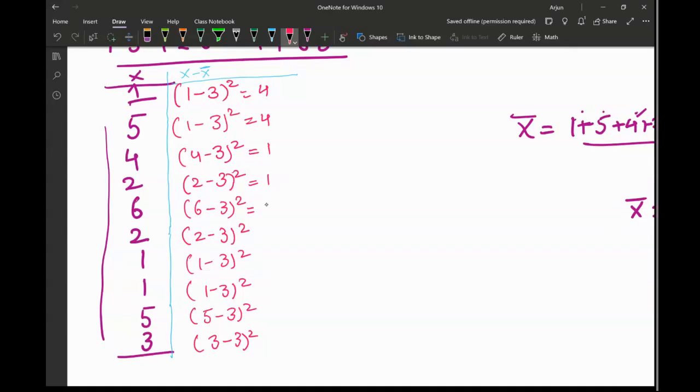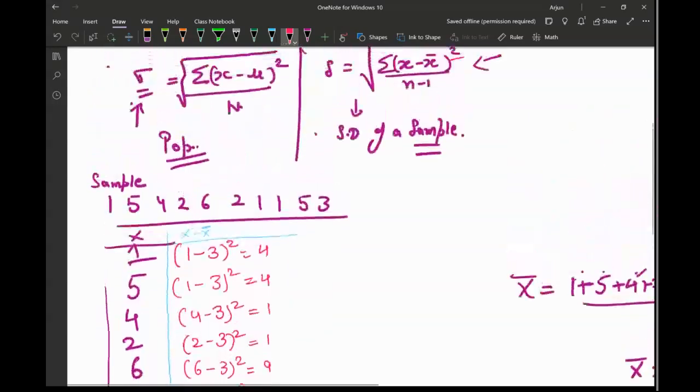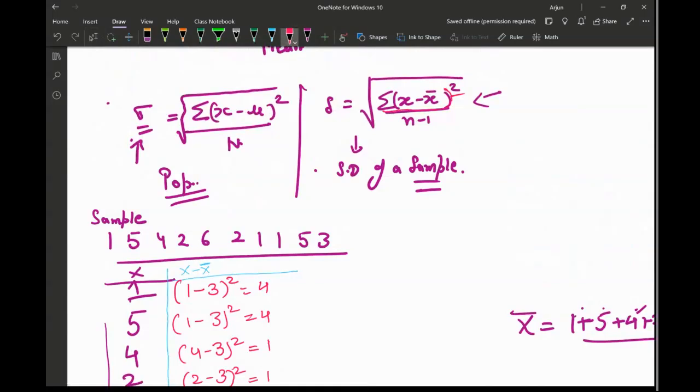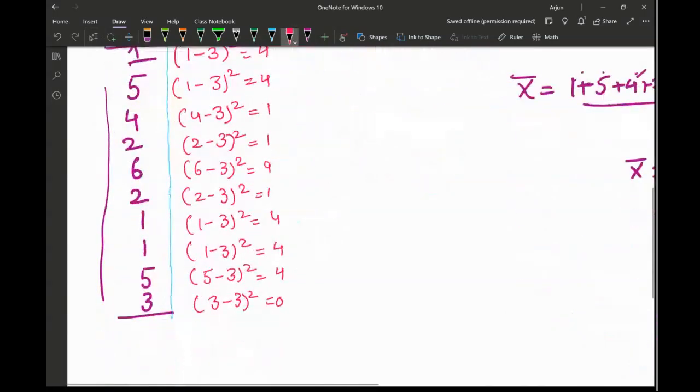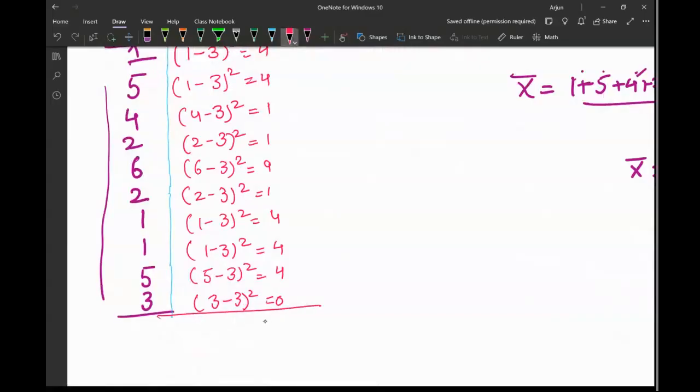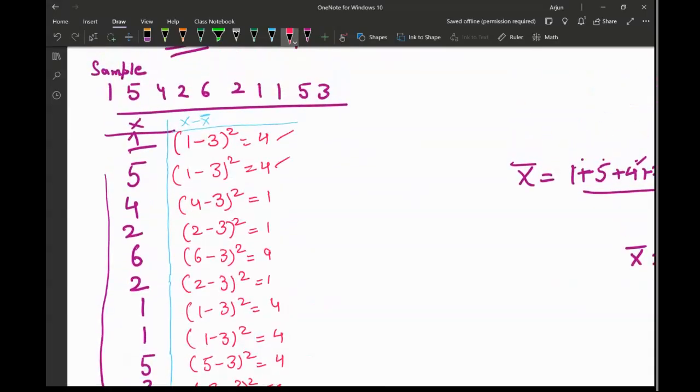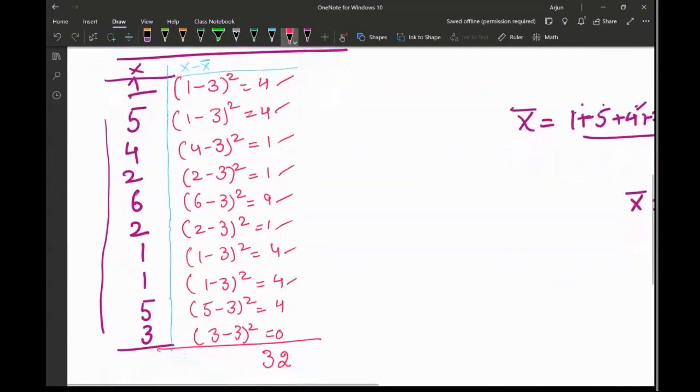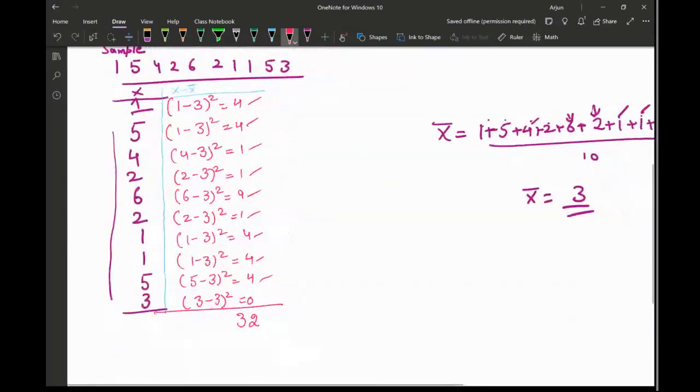6 minus 3 is 3, 9, this is 1, this is 4, this will be 4, this is going to come out to be again 4, this will be 0. And now what does the formula say? I need to take the sum of these values. So if I take the sum of these values, that will be equal to 32. Let's do it. 4 plus 4 is 8 plus 9, 9, 10, 19, 20, 24, 28, 32. So yes, this is 32.